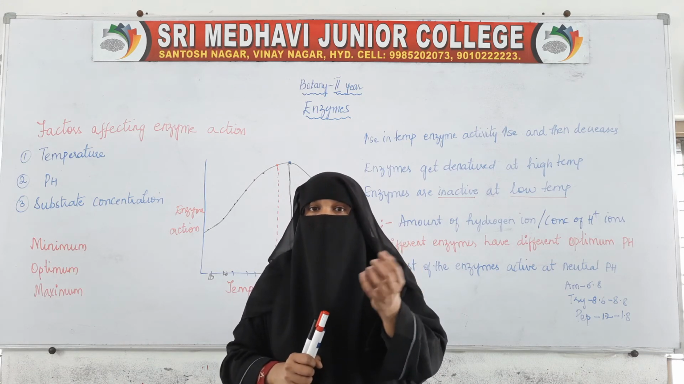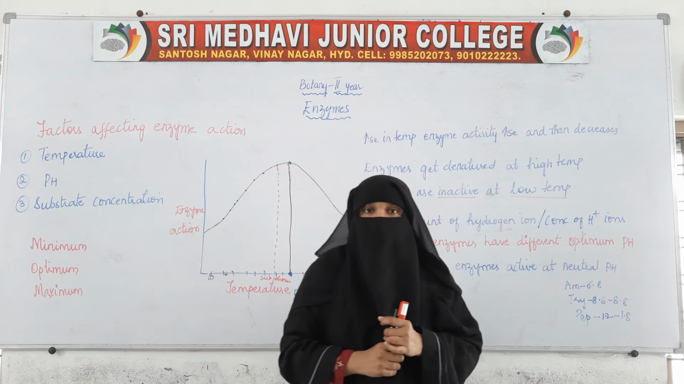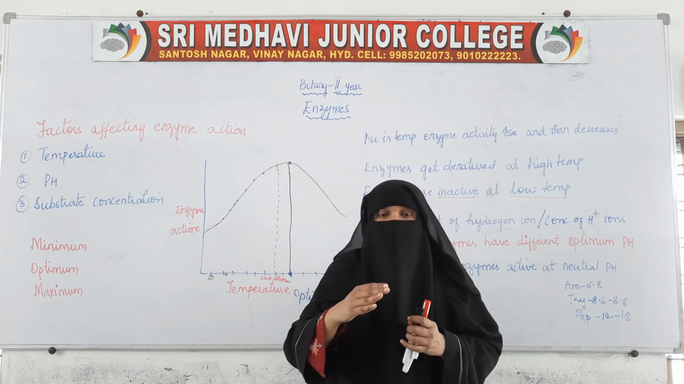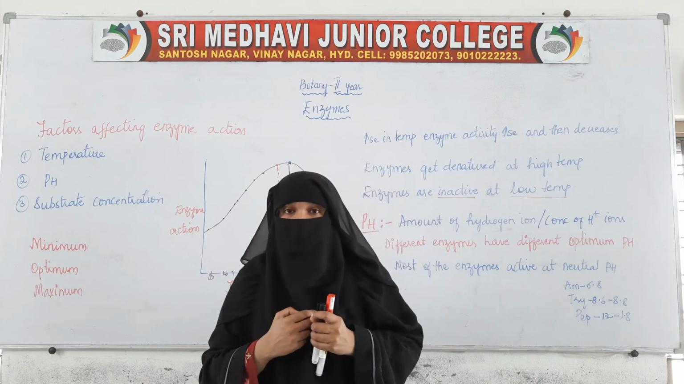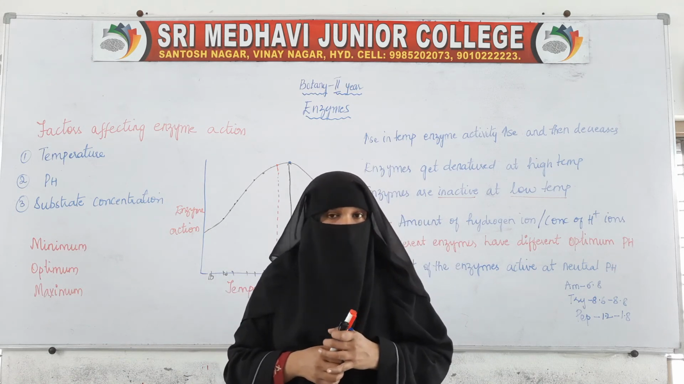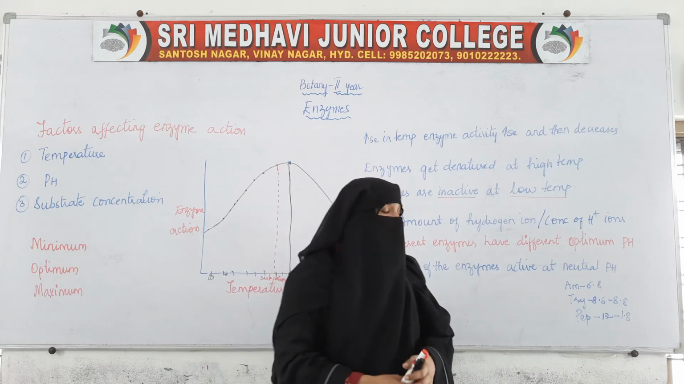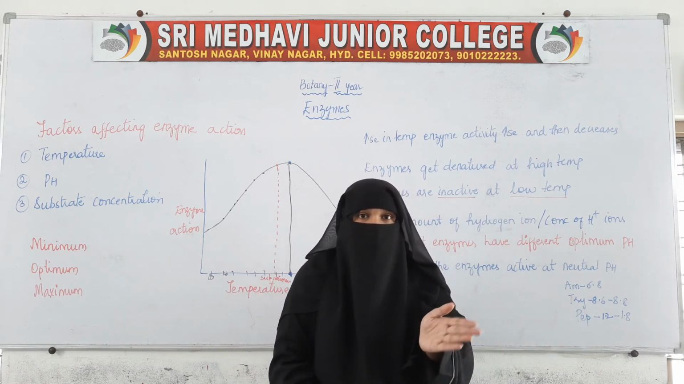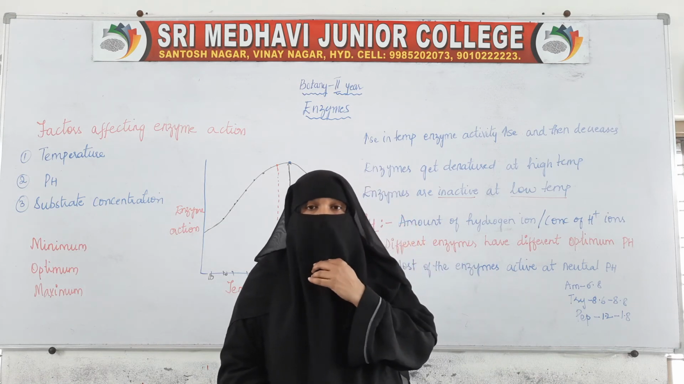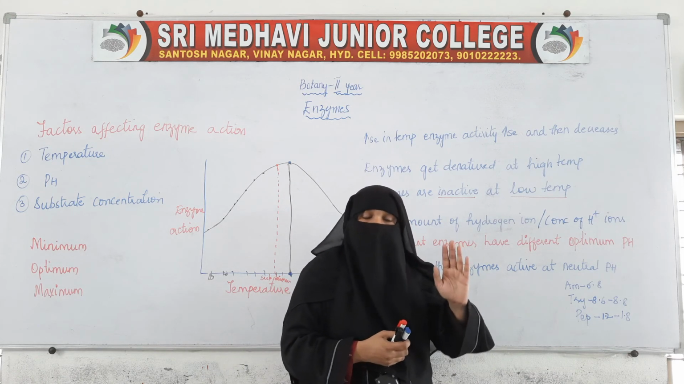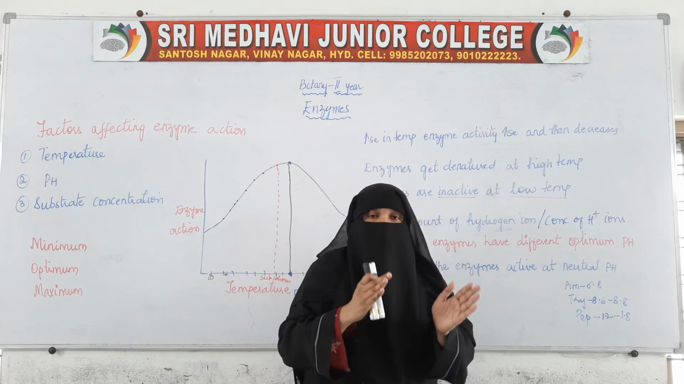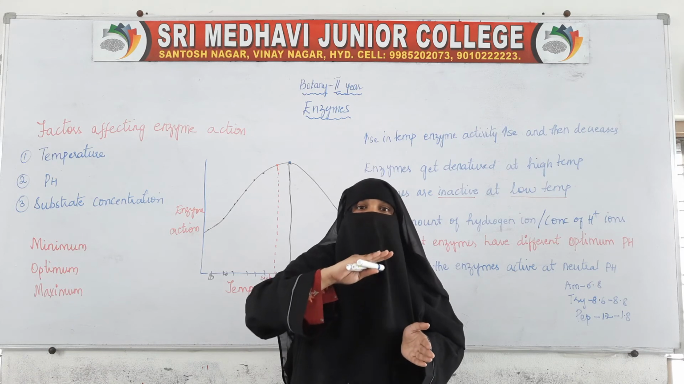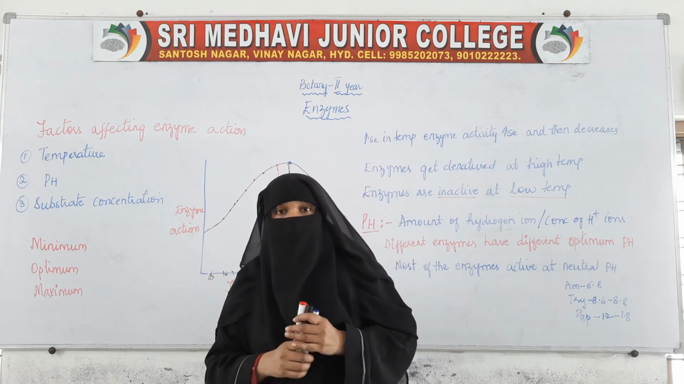Trypsin is an enzyme which we find in the intestine. In the intestine, we have slightly alkaline pH. So, this trypsin works at 8.6 to 8.8. It is basic. So, enzymes have different optimum pH, but all enzymes have the same optimum temperature.